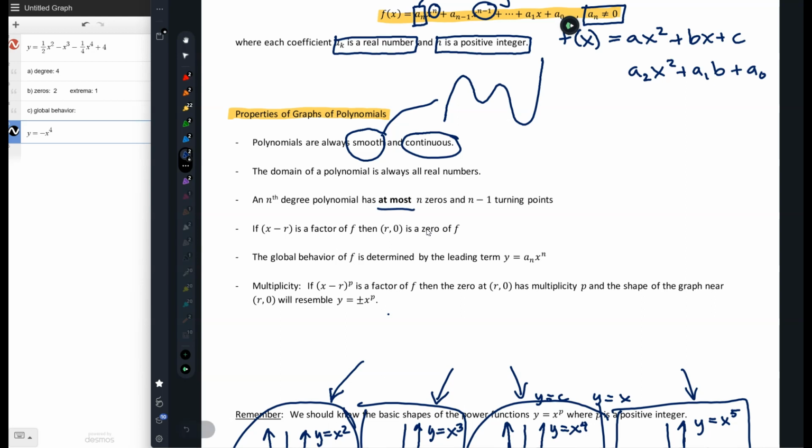An nth degree polynomial has at most n zeros and n minus 1 turning points. This is written formally, but we talked a bit about the factors. If your polynomial is in factored form, that should automatically tell you an x-intercept or a 0. And then this last one I didn't quite fully spell out, I don't think. The global behavior is determined by the leading term. So we got that the power comes from the degree, that highest power, and the leading term has the highest power. But the coefficient does matter as well.